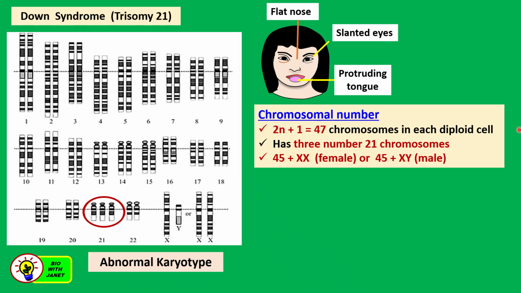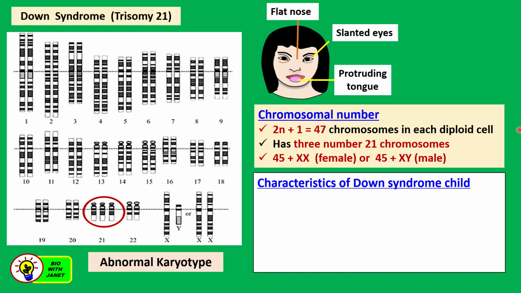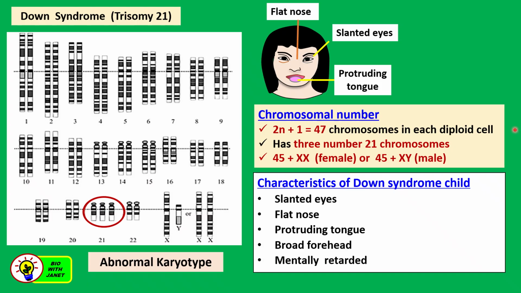So what are the characteristics of a Down syndrome patient? Remember at least 3 characteristics. If you can remember all 5, it's better. Now these are all taken from the textbook, so we follow the textbook. Slanted eyes: the eyes are slanted upwards at the ends. Flat nose: the bridge of the nose is usually flatter than normal. And a protruding tongue: the tongue is a bit longer than normal, so it protrudes out from the mouth.